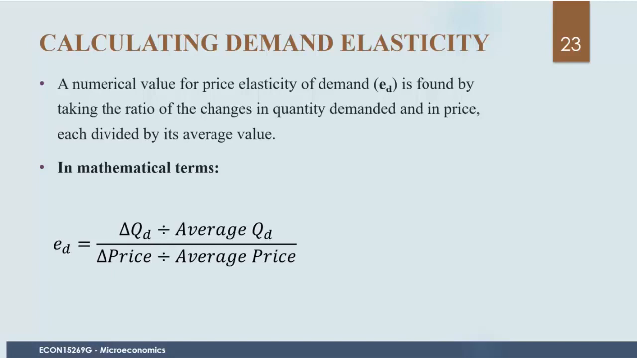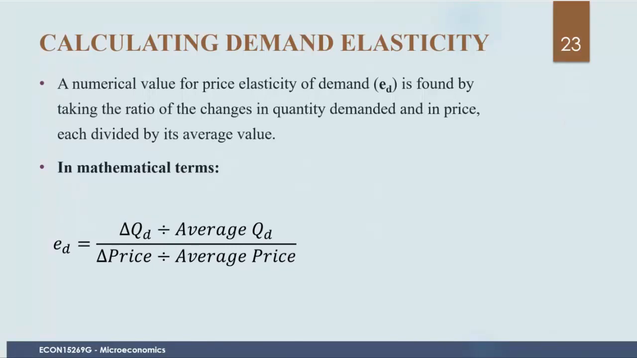You'll always get a negative number for the price elasticity of demand. And that's because the demand curve is downward sloping. Price and quantity move in the opposite direction. So if price increases, this quantity will fall. If price decreases, this will be negative, but this will be positive. It'll always be negative. So sometimes we just kind of ignore the negative sign.